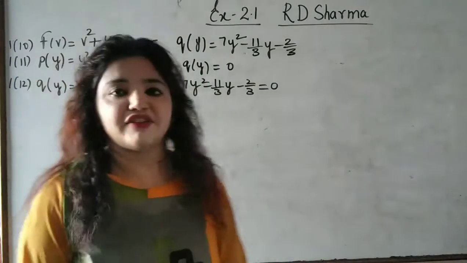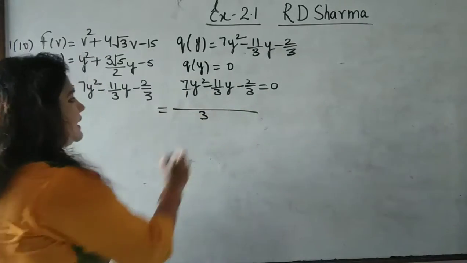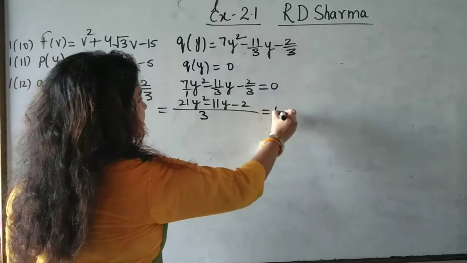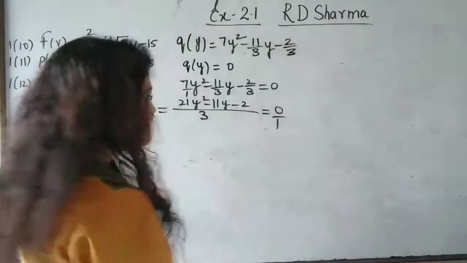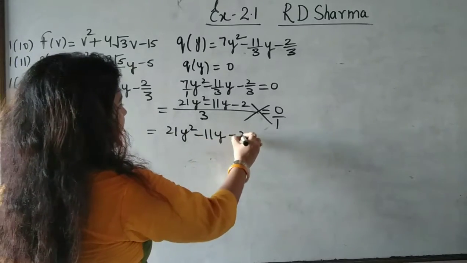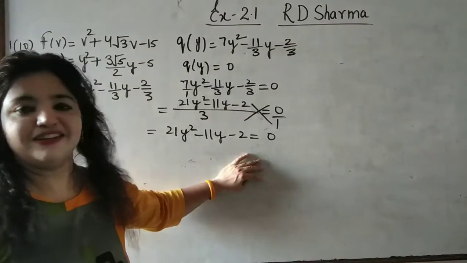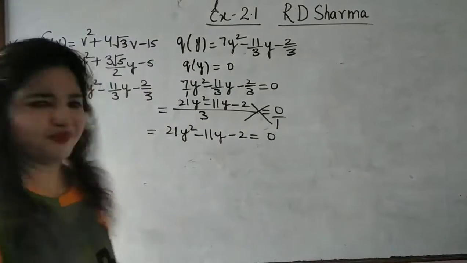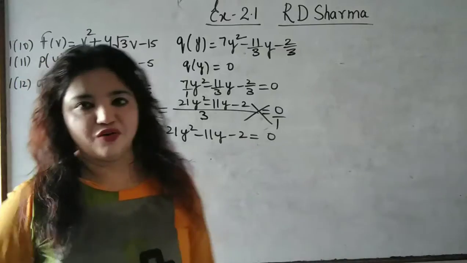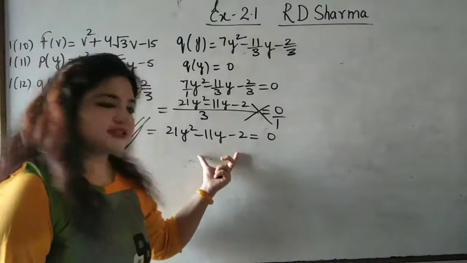Some of the terms are in fraction form, so we will take the LCM, which is 3. So now 21y square minus 11y minus 2 is equal to 0. Now we do cross multiplication. This polynomial is looking very simple and beautiful too, right? It is in standard form. This is our main polynomial now because we have converted it into its simplest form.